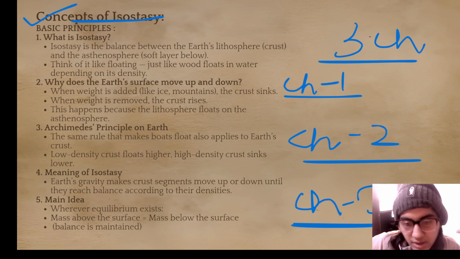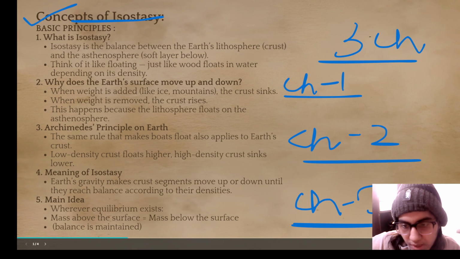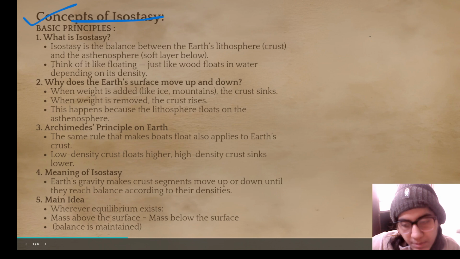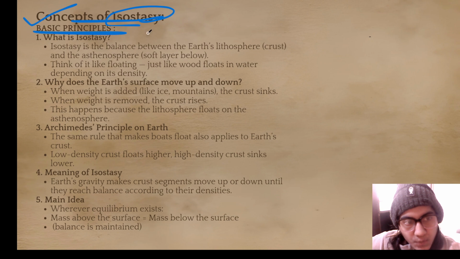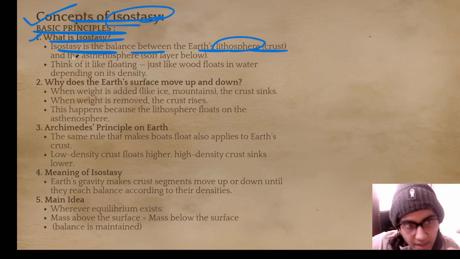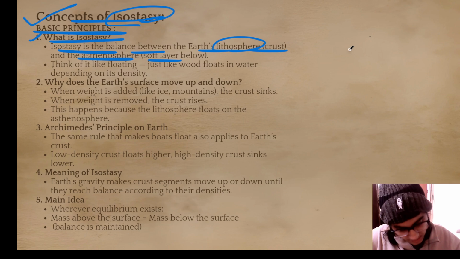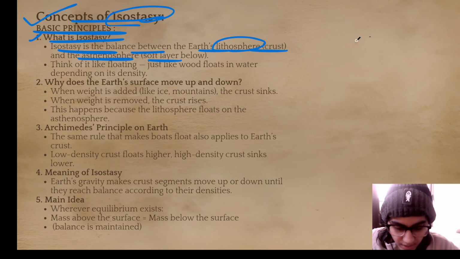We have talked about the different layers, the internal structure, the different layers present inside the earth, that is crust, mantle, core, etc. Now this chapter 4 is a little bit different from the previous chapters, and it is related to isostasy. So let's see what isostasy is. Isostasy is the balance between the earth's lithosphere and the asthenosphere.